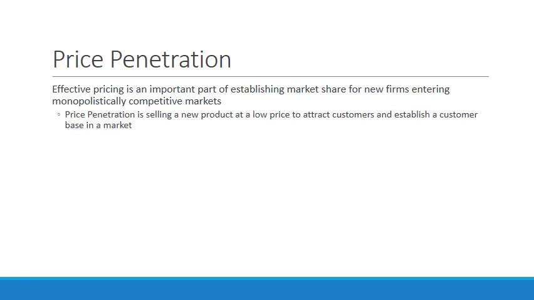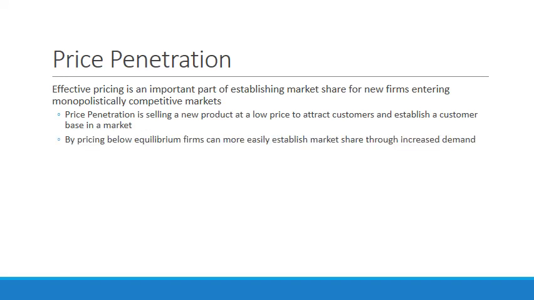So price penetration is selling a new product at a low price to attract customers and establish a base in the market. So they're going to sell below equilibrium in an attempt to generate customers, to establish a customer base to gain a share of the market. By pricing below equilibrium, firms can more easily establish a market share through increased demand. And a big part of this is about the ability not just to attract, but to hold customers.